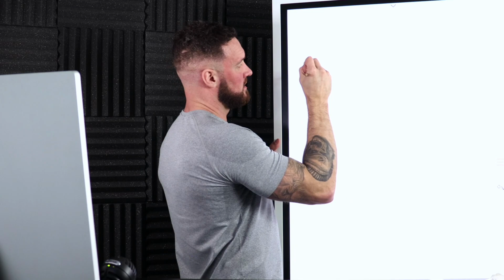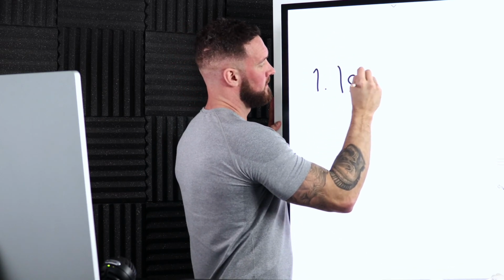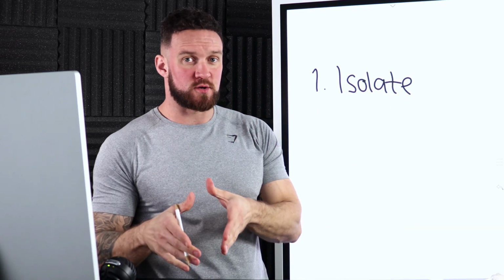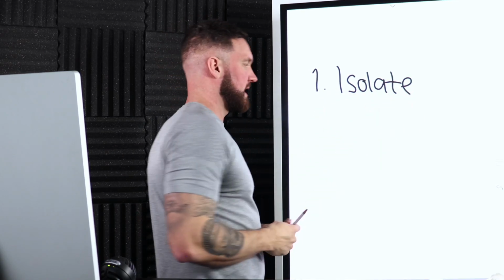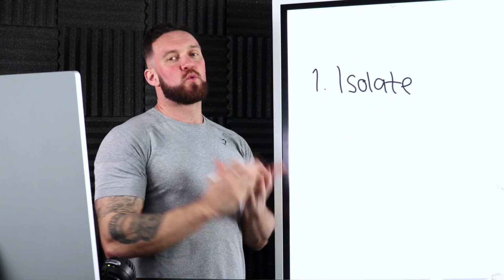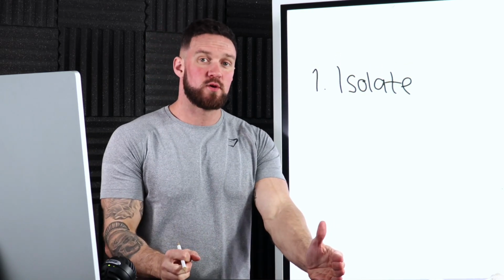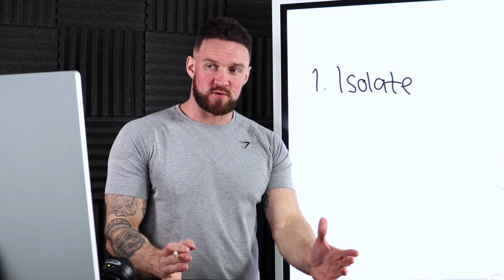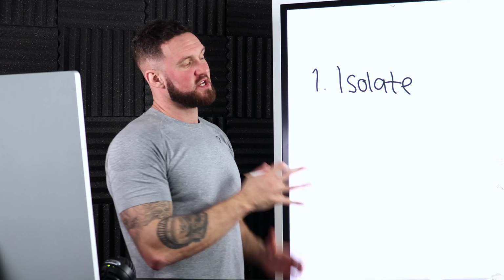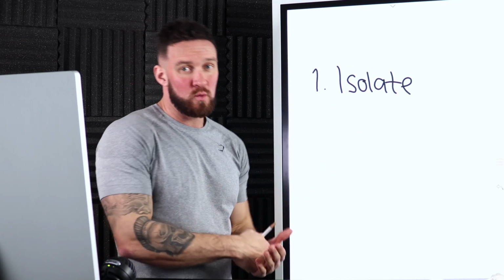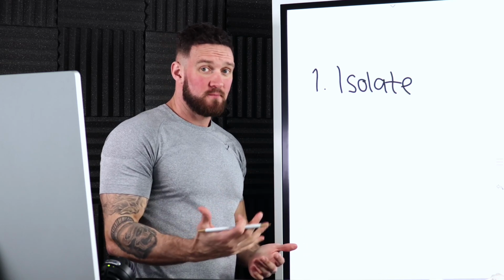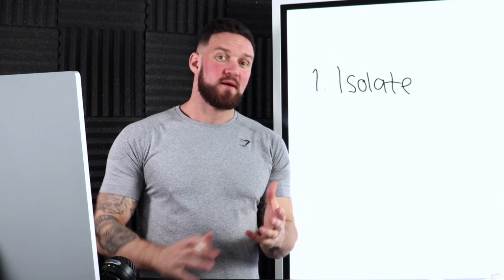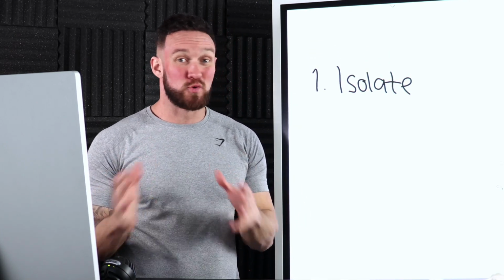So the first thing that you want to do is isolate the objection. Now, what do I mean by isolate the objection? Well, you want to make sure that the objection they've given you is the actual objection. It's the actual thing that is preventing them from making a decision. The reason you want to do this is because a lot of the time people will hit you with an objection, but it's actually a smoke screen. A smoke screen is when the prospect says one thing and they mean another. And trust me, people do that a lot.